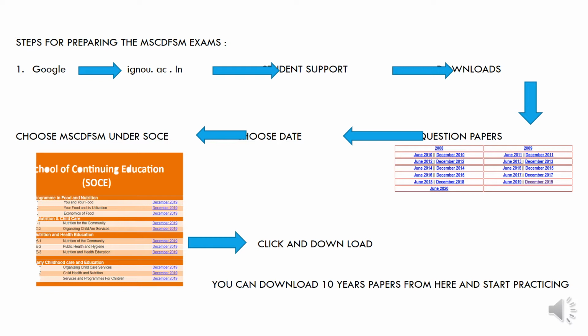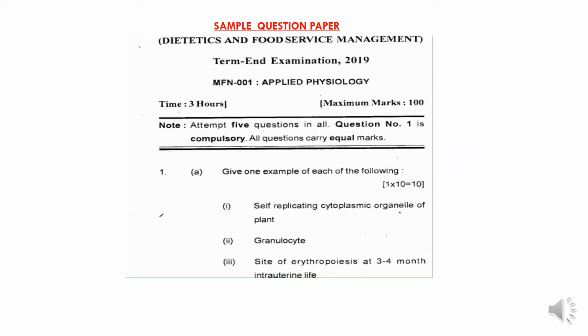You can download 10 years of question papers from there and start practicing, because it's all from previous question papers, and you can know what kind of pattern there is. Suppose this is a sample question paper. We want to understand what kind of questions will come in the 2019 MSc DFSM. We all know physiology is very easy, because you have to attempt only 5 questions out of 8. That means you can leave 5 questions, which is a very good number.